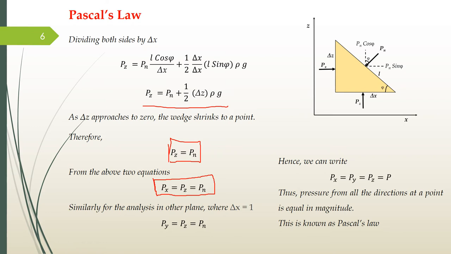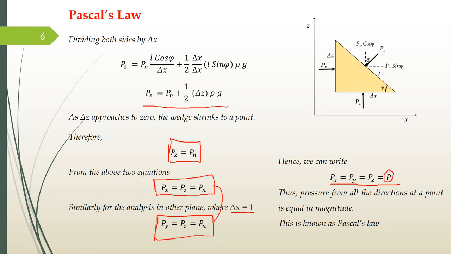If we repeat this analysis by considering a case wherein delta x will be equal to 1, and we repeat this whole case, we will get another equation: in that case py will be equal to pz is equal to pn. So as a whole, from these two equations we can write px is equal to py is equal to pz is equal to pn, or simply we can call it p, it can be in any direction.